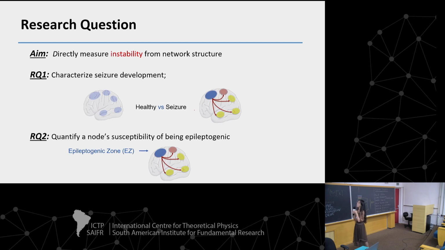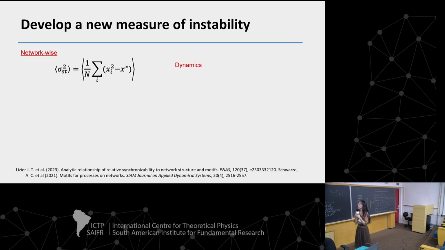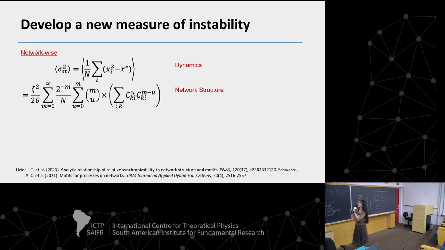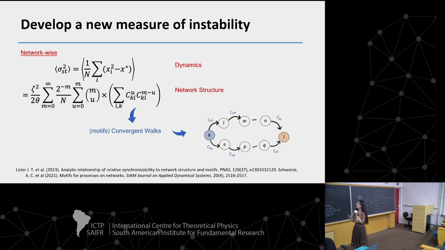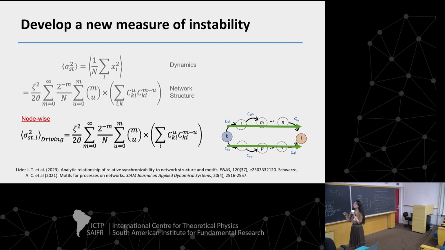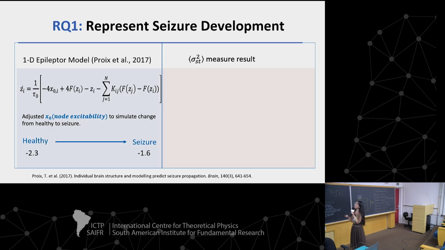So our goal here is to, based on the network structure, develop a direct measure for instability so that we can answer this research question. So here is our new instability measure. We start by describing the dynamics of how much a network is deviating from a stable fixed point. And then we link this deviation to the network structure, specifically by calculating all the convergent walks in the network. And also, we develop a node-based measure on the same principle. So now we can start to answer our research question.